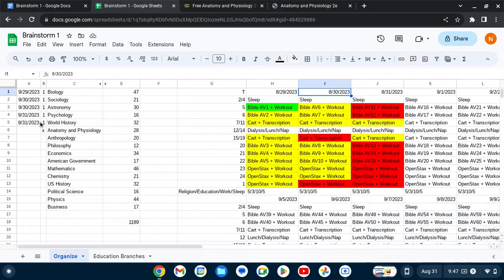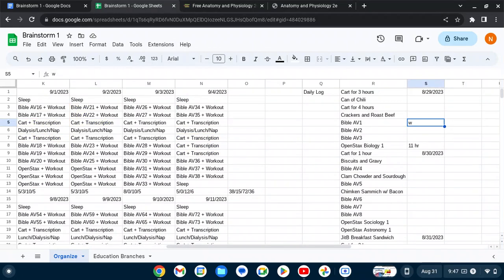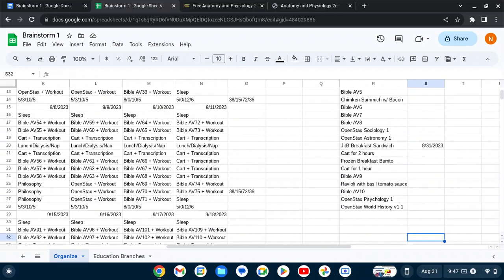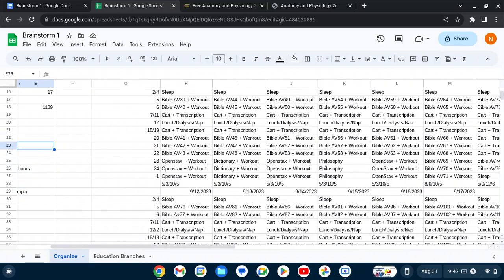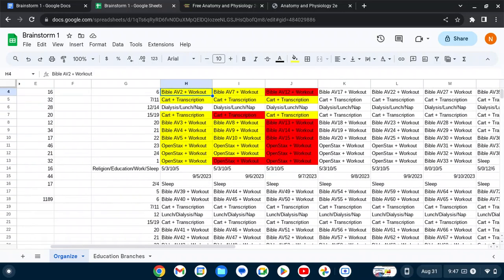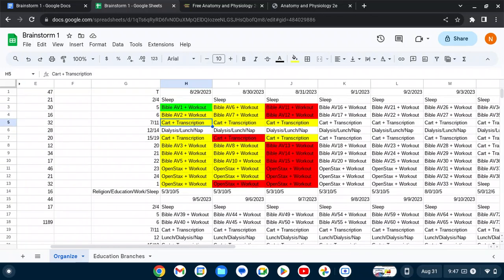All right, so world history, 931. Finished first chapter, and then OpenStax world history down there. So I'm going to go ahead and do anatomy and physiology now. That'll get me caught up on yesterday, at least with the readings.